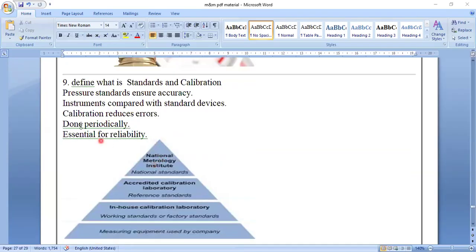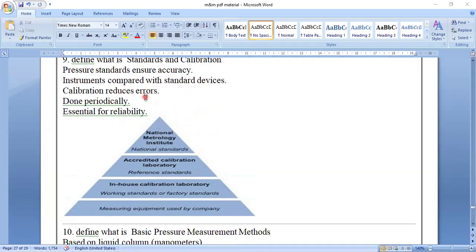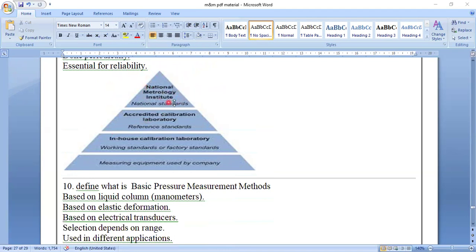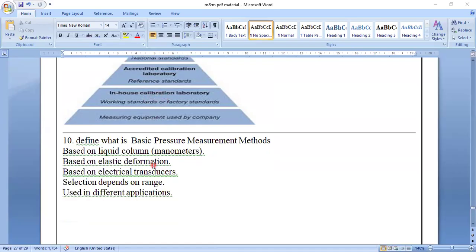Ninth question: define standards and calibrations. Standards and calibrations mean some standard values are there, and you have to compare with them. Pressure standards ensure accuracy. Instruments are compared with standard devices. Calibration reduces errors. By using calibrations, the errors are reduced. It is done periodically and is essential for reliability. This is the National Metrological Institute at the national level. It gives accreditation for in-house calibration laboratories, working standards, and also measuring equipment used by companies.